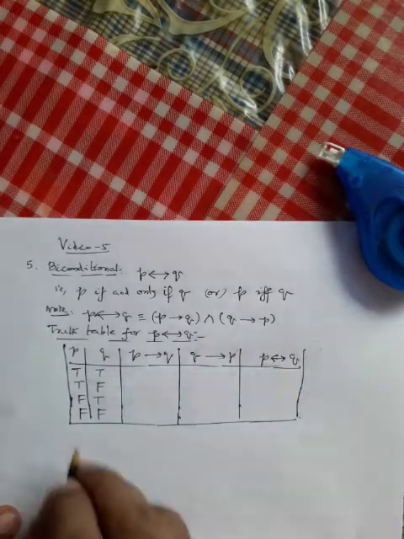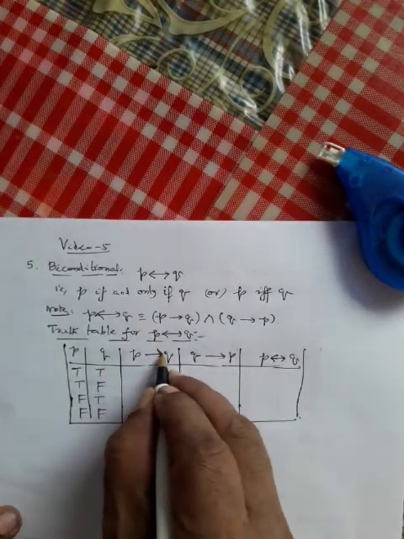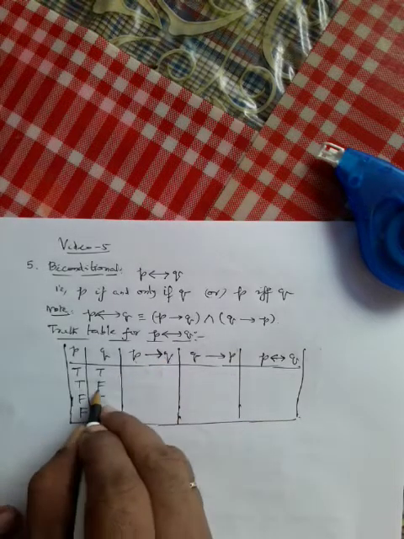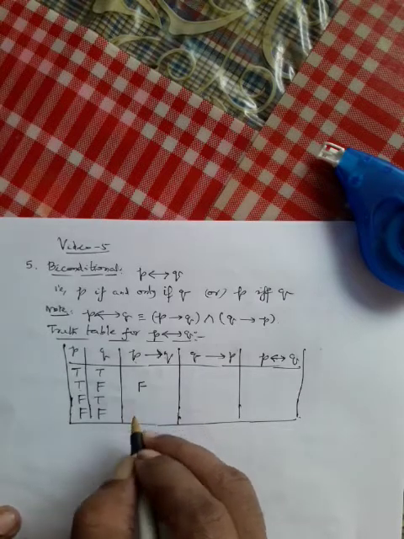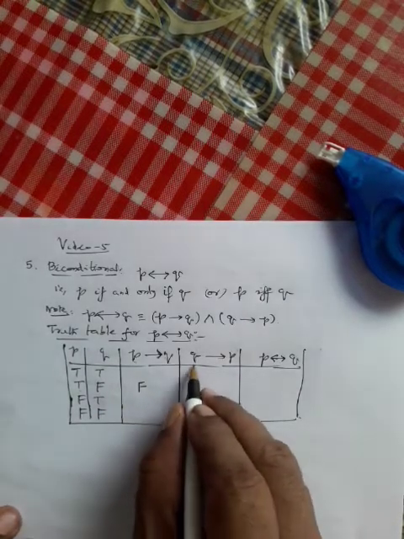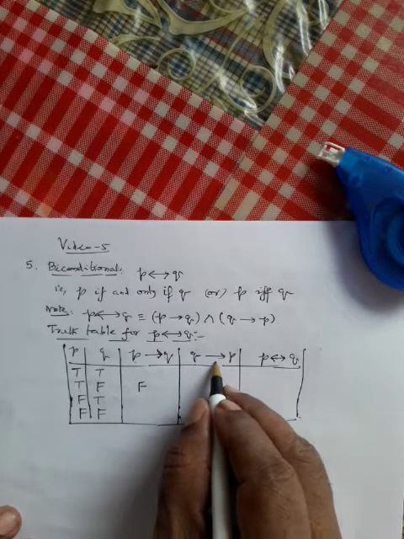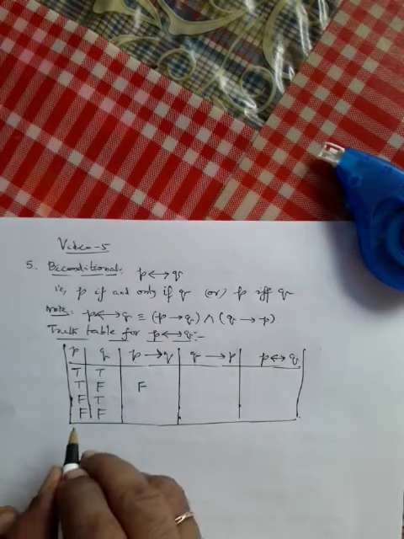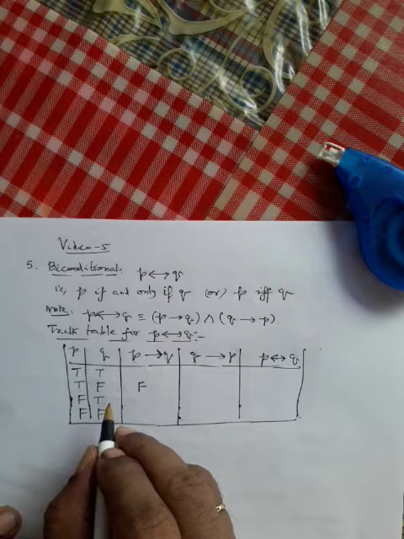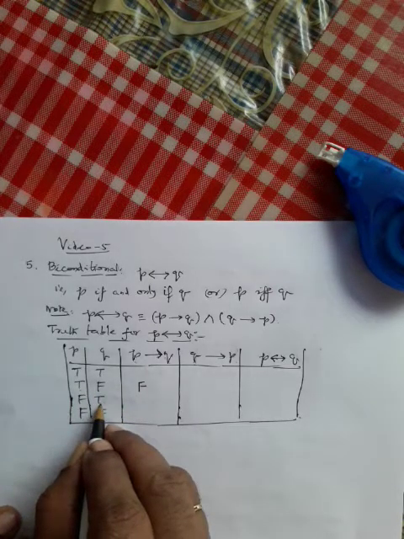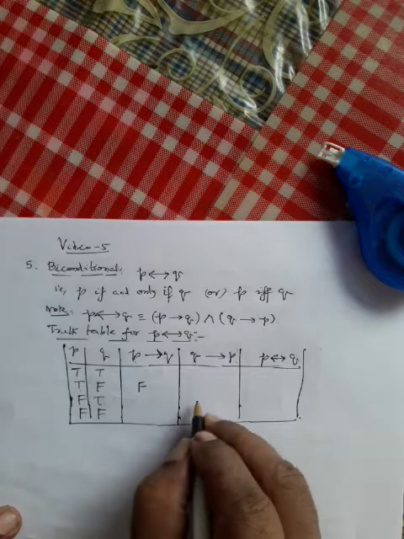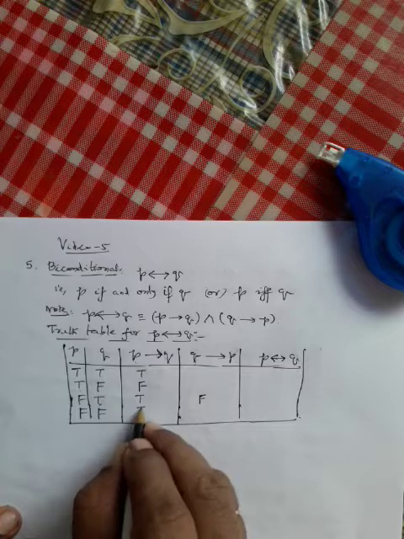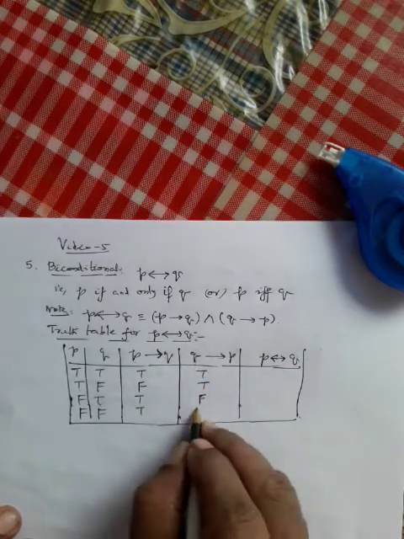P conditional Q is false only when P is true and Q is false. So that is happening here. It is only F here. Rest of them are all T. And Q conditional P is false only when Q is true and P is false, which is the third one. So the third alone is false. Rest of them we can write true.